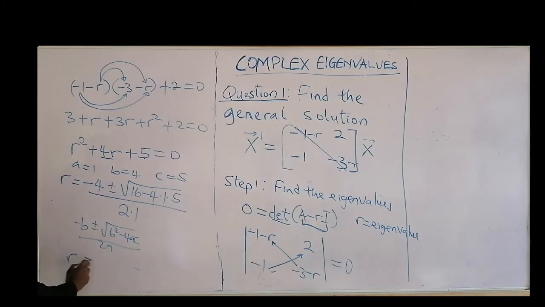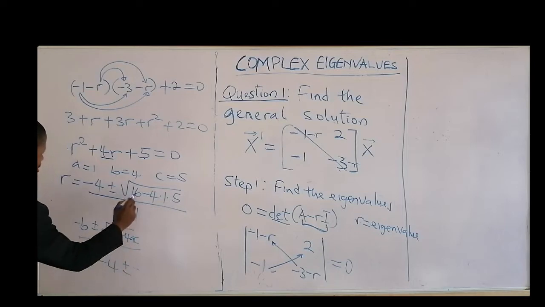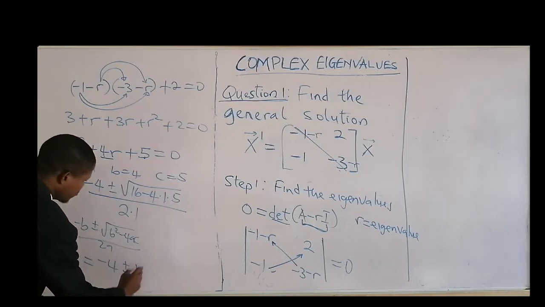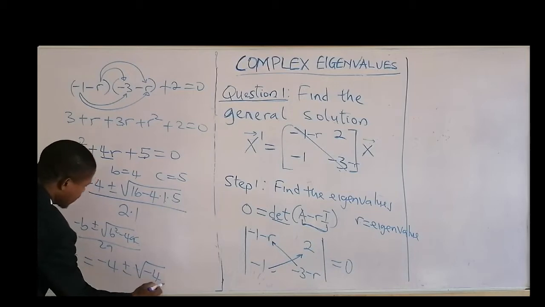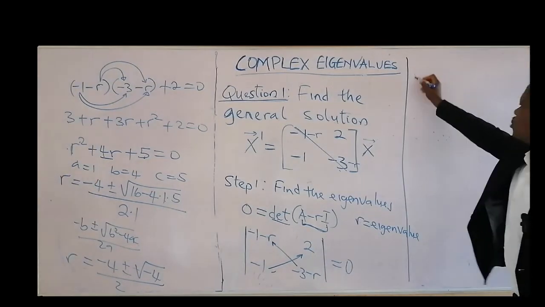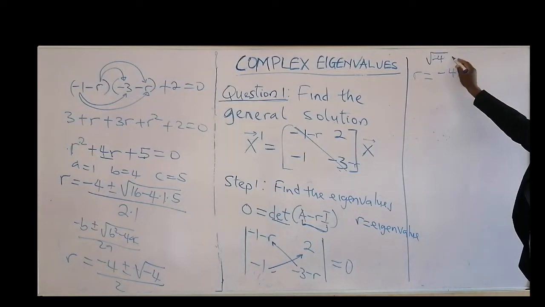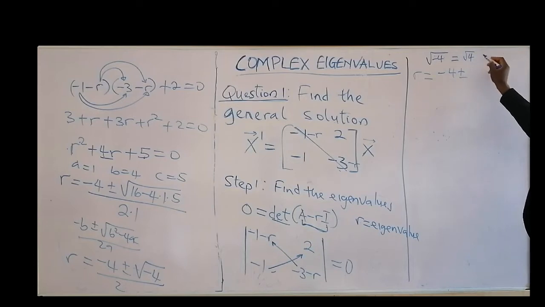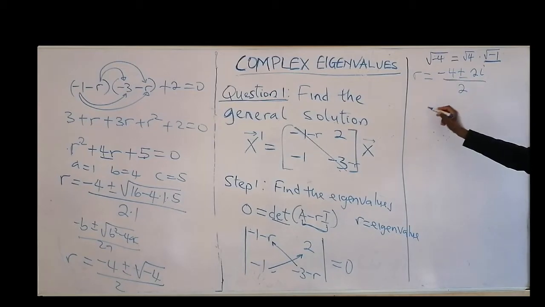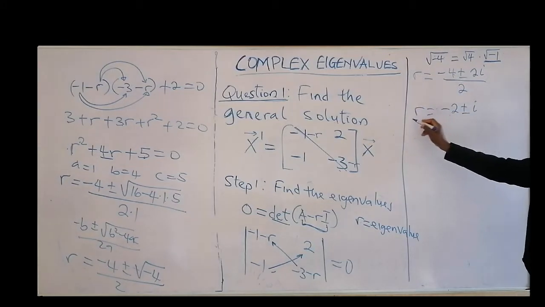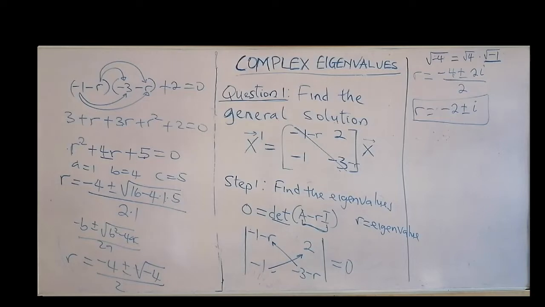So we now have R will become minus 4 plus or minus the square root of 16 minus 20, that's minus 4, over 2. That gives us R equal to minus 4 plus or minus the square root of 4 times the square root of minus 1, and that will be 2, and the square root of minus 1 is a complex number, i, over 2. So take 2 out here. If you do that, factorize that 2. So that is our eigenvalue, which is a complex number.